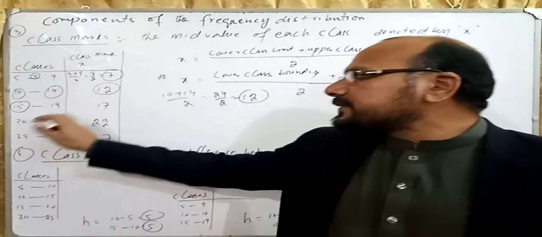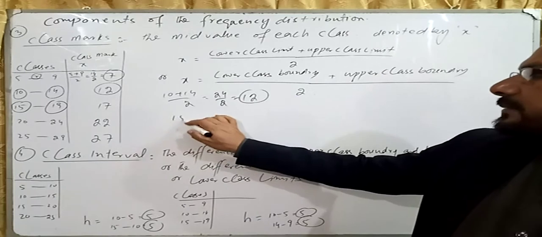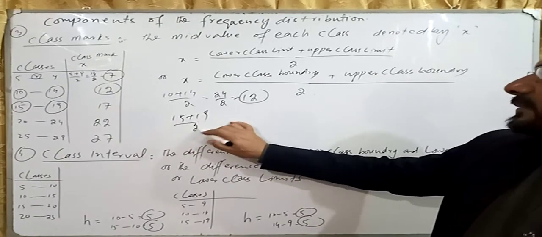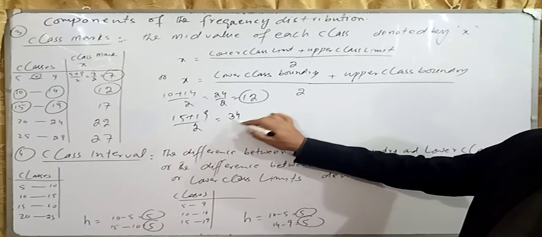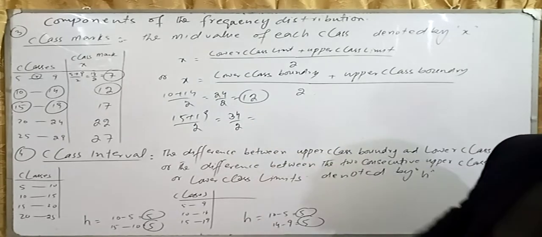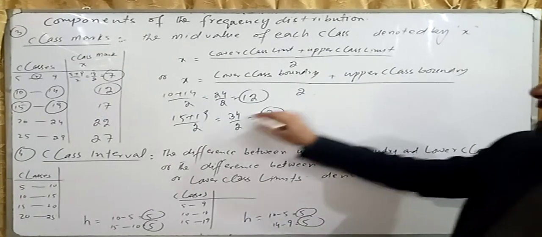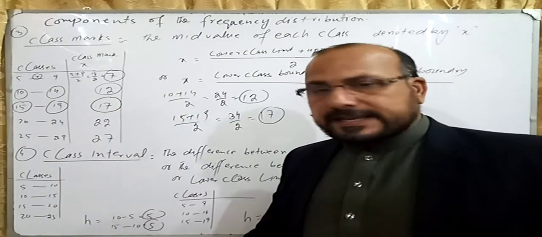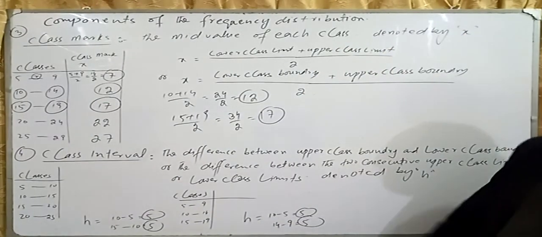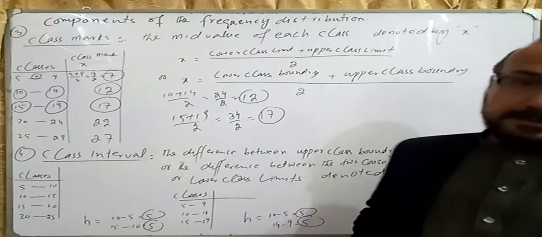Then the third one is 15 plus 19 divided by 2. 15 plus 19 is 34, divided by 2. So when you divide 34 by 2, it will become 17. So 17 is the mid value of the third class. By this way you can find out the class mark. You need the class mark.